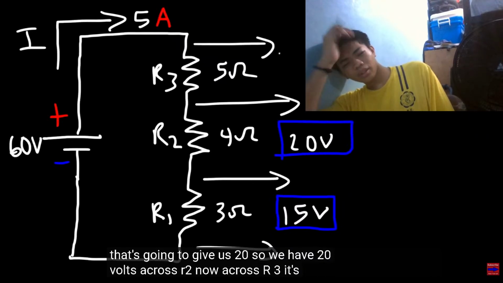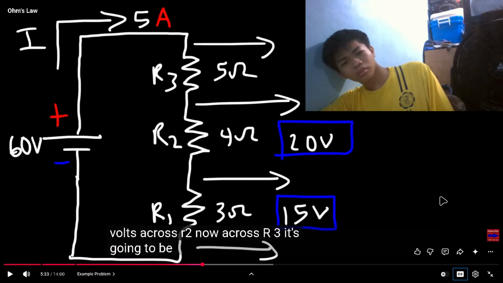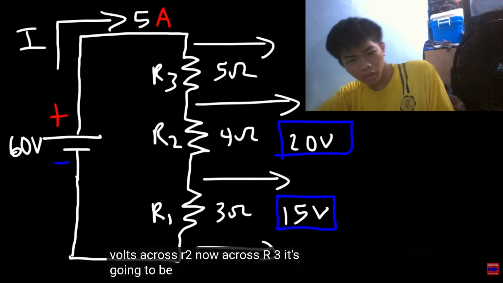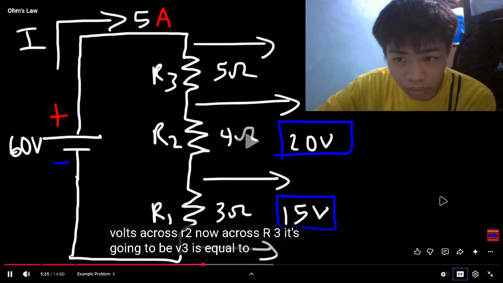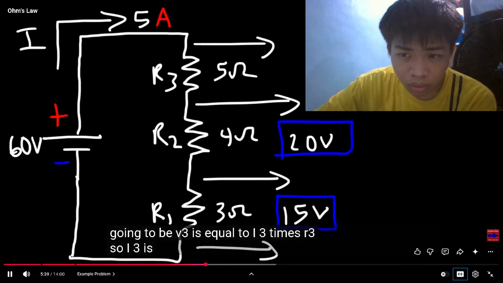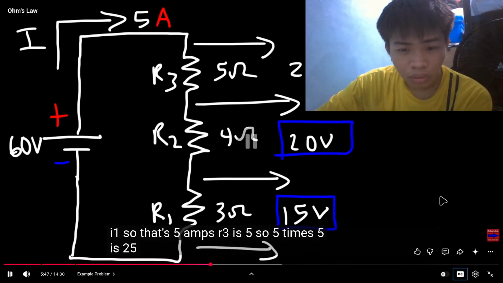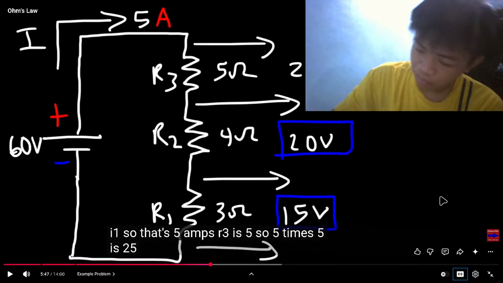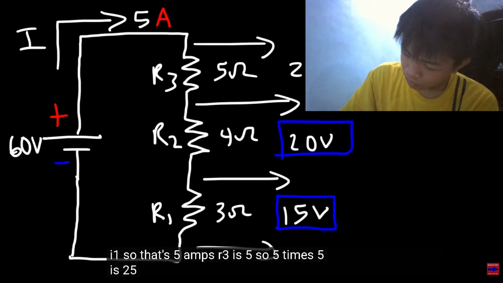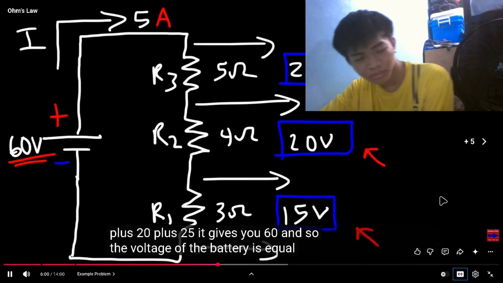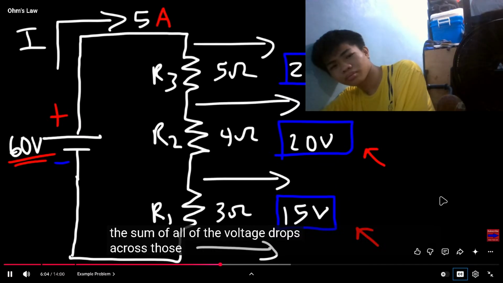Now across R3, V3 is equal to I3 times R3. I3 is going to be the same as I2 and I1, so that's 5 amps. R3 is 5, so 5 times 5 is 25. The voltage of the battery is equal to the sum of all of the voltage drops across those resistors.